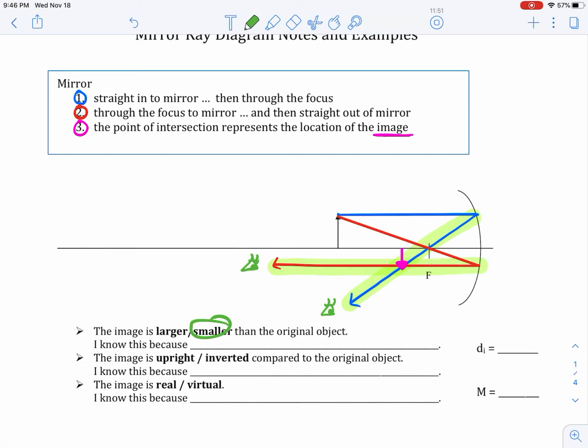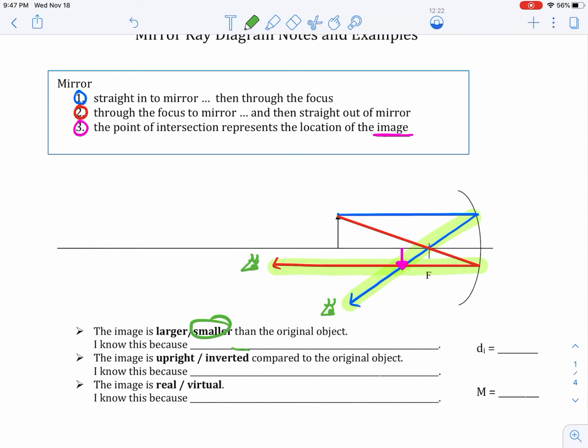You need to then give yourself an explanation. I know this because, I would say, because the line for my image is shorter than the line for my object. One of my students said because the point of intersection is farther away from the horizontal axis for my image than it is for the object. That works as well. Make sure that you write some sort of answer or description here.